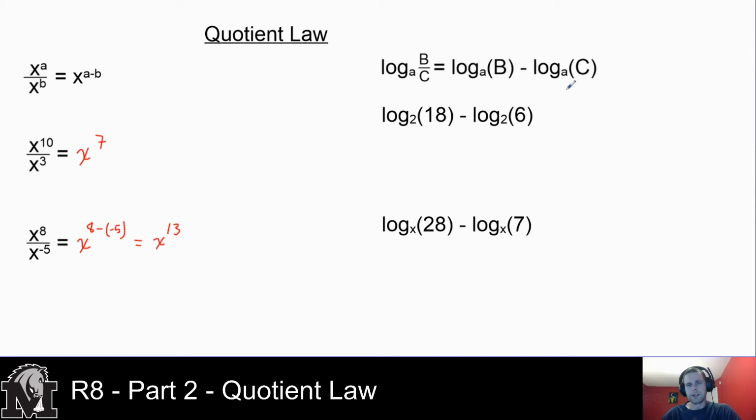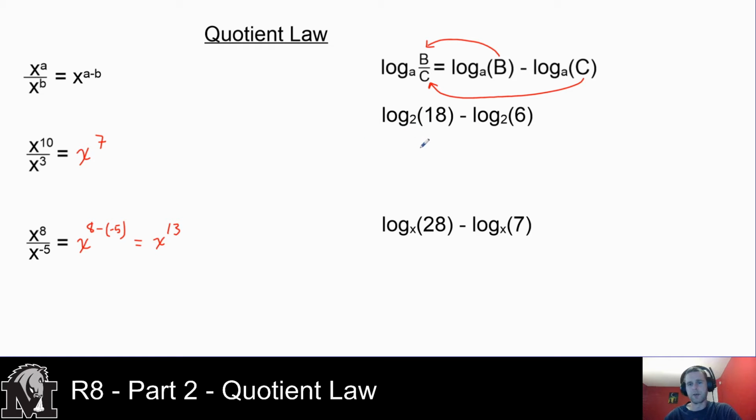The other way to think about this is to go the other way, where we have two separate logarithms, and if they have the same base and they're subtracting each other, then we can turn that into a single logarithm, where the argument of the logarithm that is being added, or that's positive, goes in the numerator, and the argument that's negative, or being subtracted, goes into the denominator. So let's just run through a couple of examples.